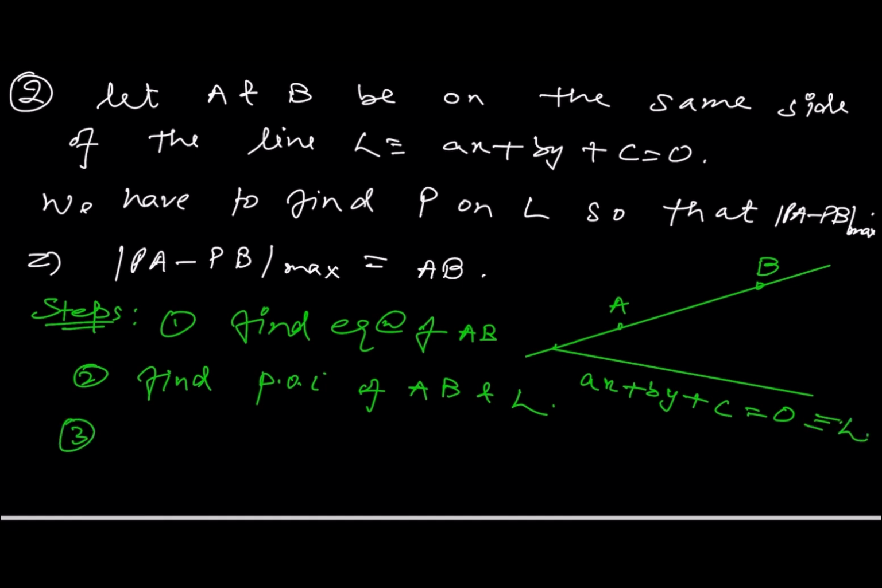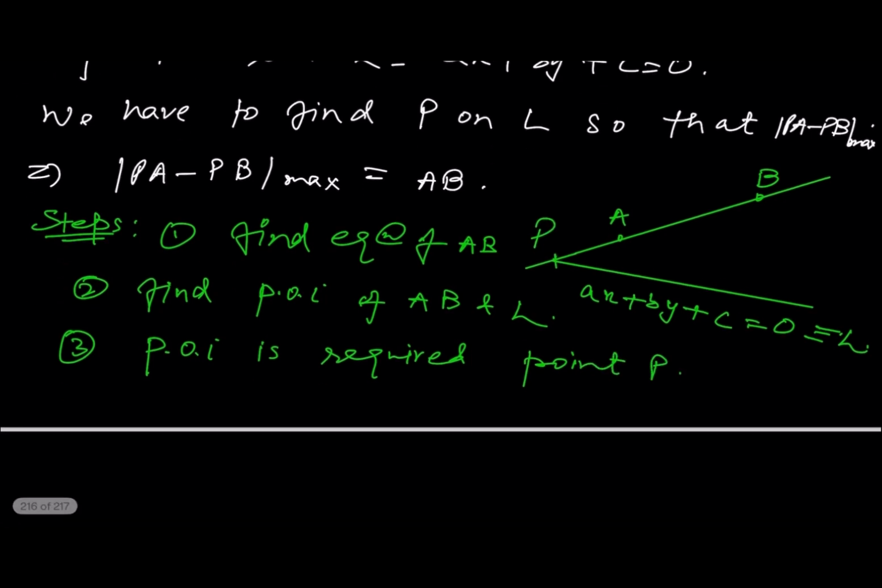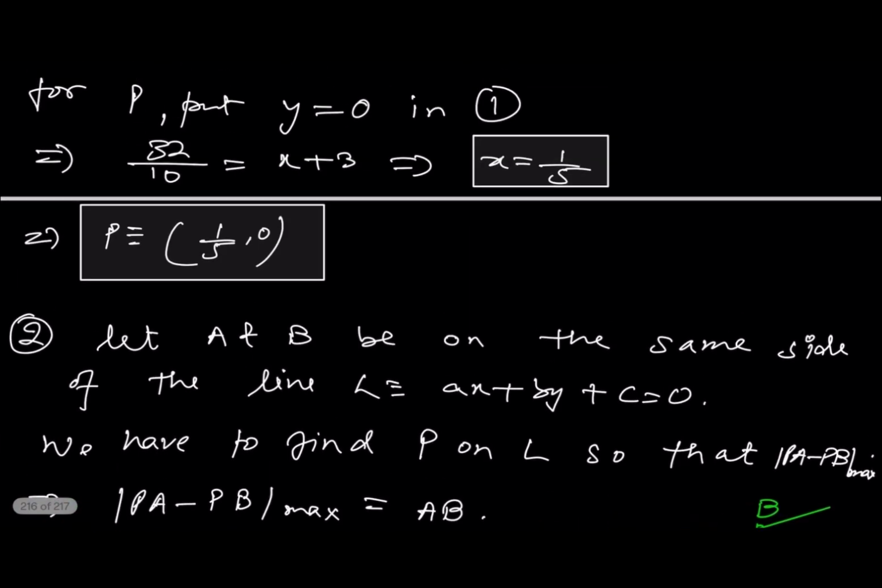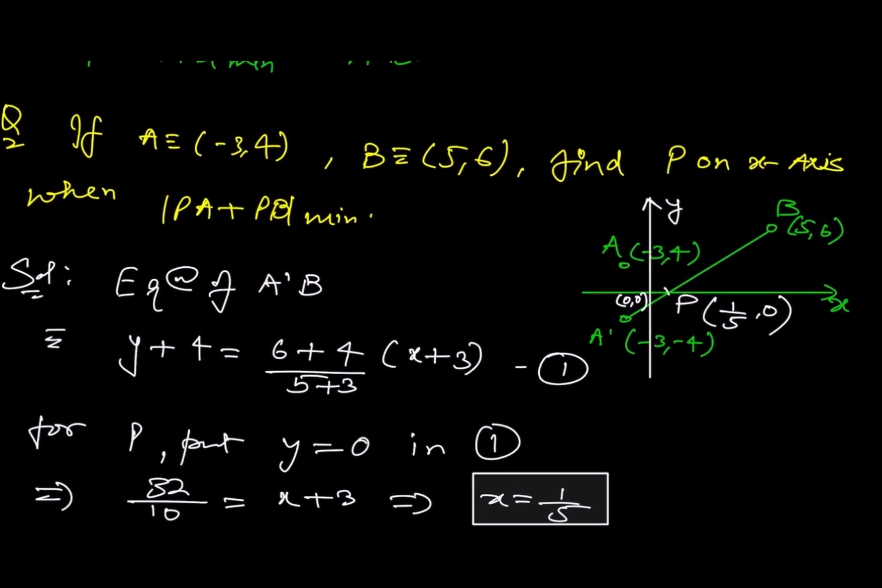Third, the point of intersection is the required point P. Okay, say this is P. So that mod of PA minus PB max is AB. Okay, so in exams generally questions will be framed on the first concept, PA plus PB minimum.